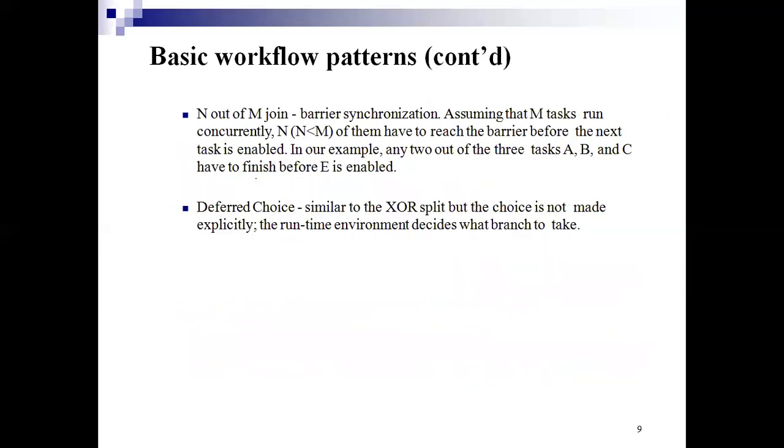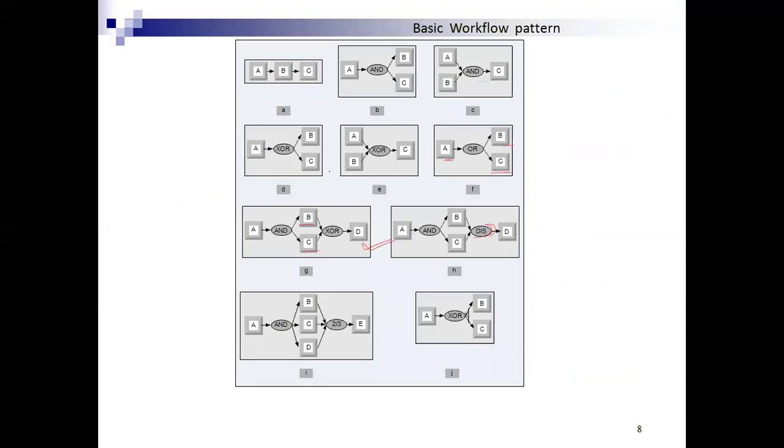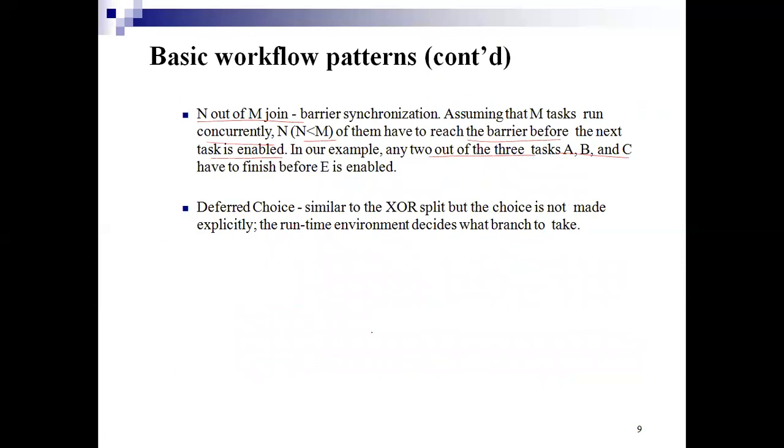Then we have the N out of M join. What do we mean by this? Here is the barrier synchronization, assuming M tasks run concurrently. N, where N is less than M, of them have to reach the barrier before the next task is enabled. In our example, any 2 out of the 3 tasks have to finish before E is enabled. Just look here: any of B, C, D have to complete before A is enabled. This is an example for the N out of M join.